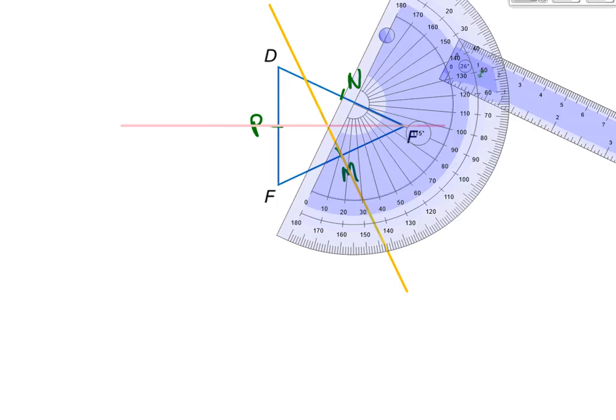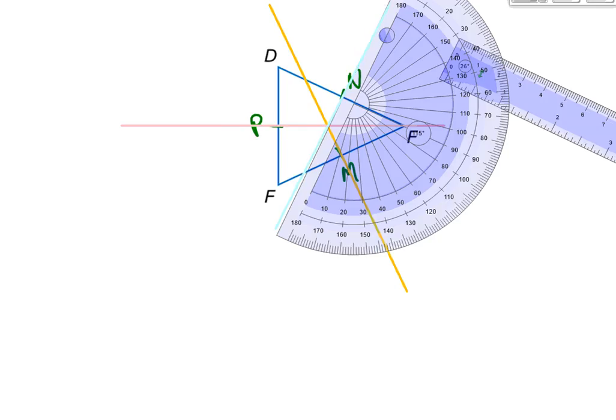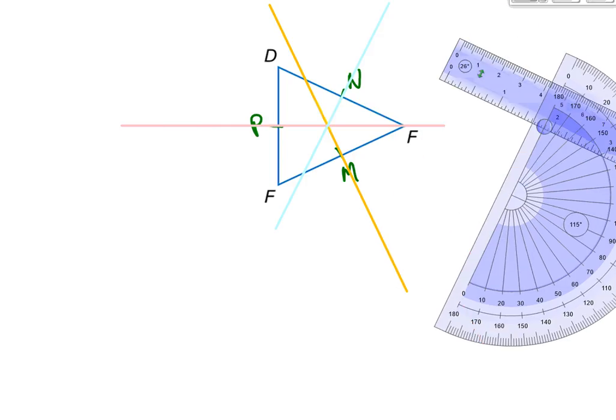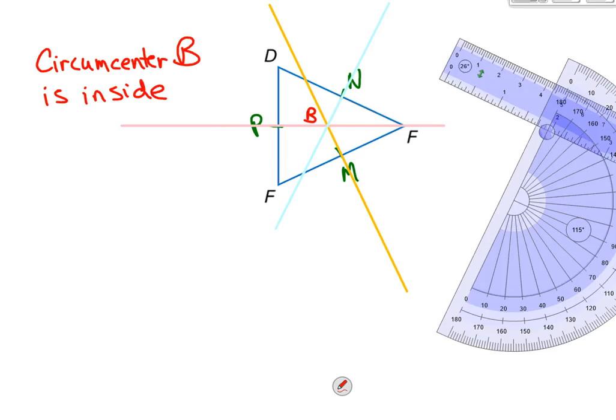And it looks like mine are going to be pretty much right in the same spot again. Notice this time, at least mine, and yours should be the same, mine are intersecting inside of that triangle, and so that's an acute triangle. Let's call this circumcenter point B. And then we'll say circumcenter capital B is inside, and this is an acute triangle.